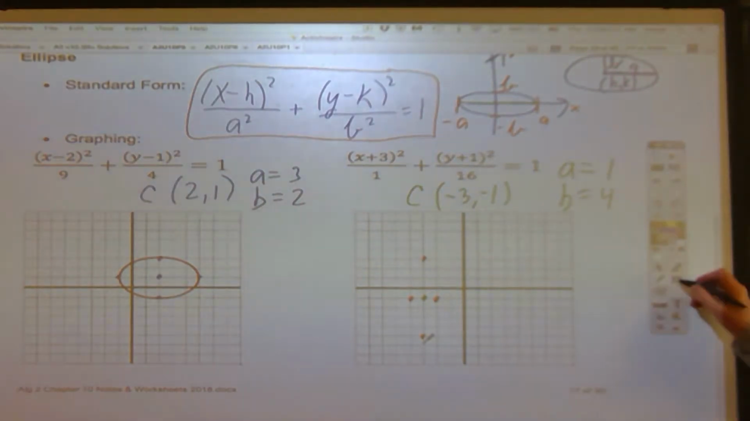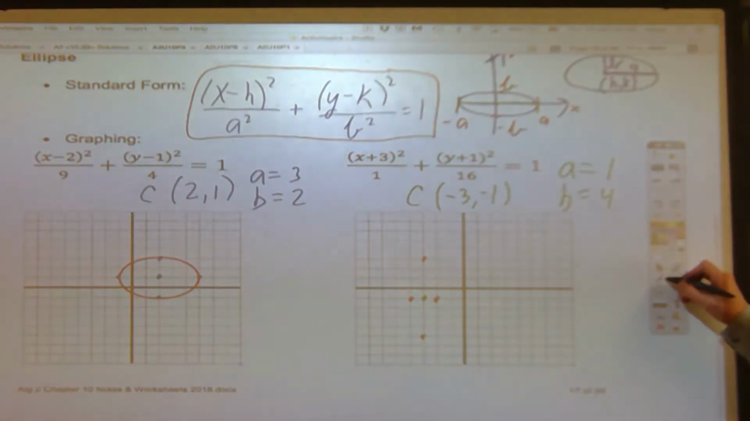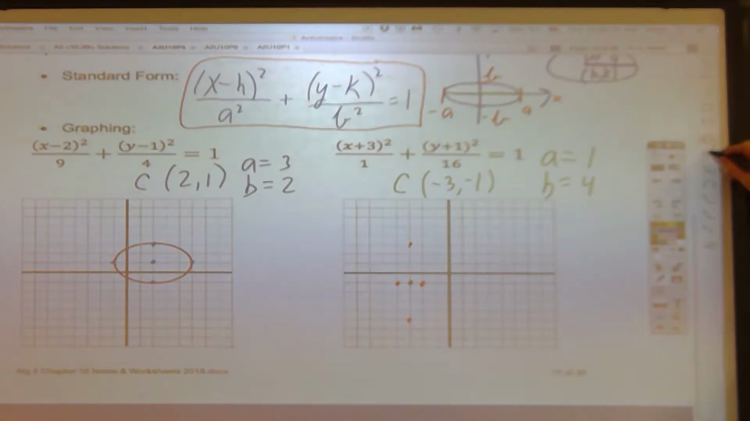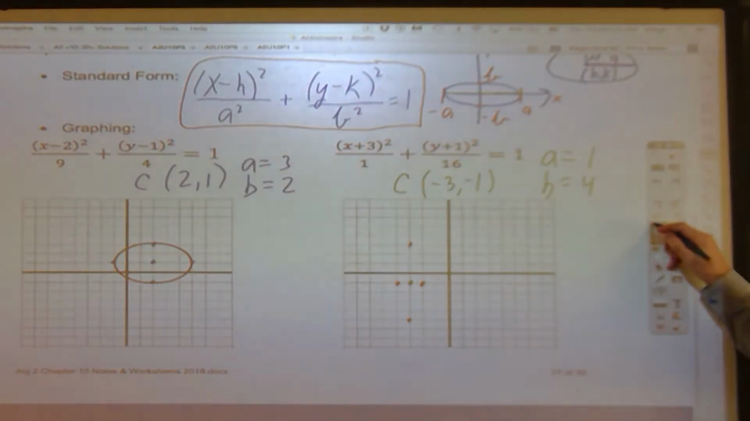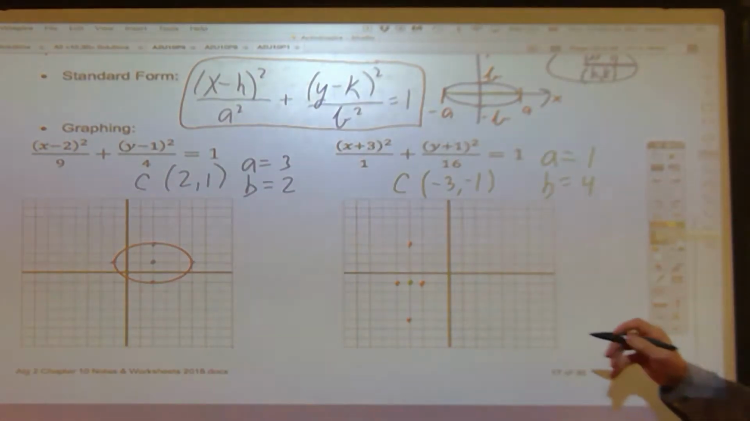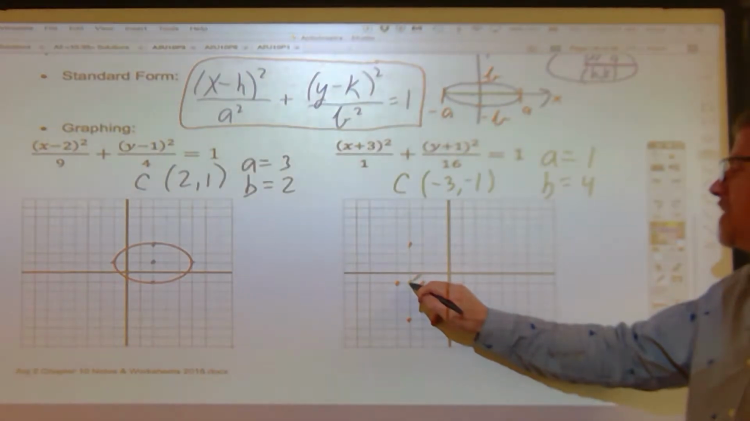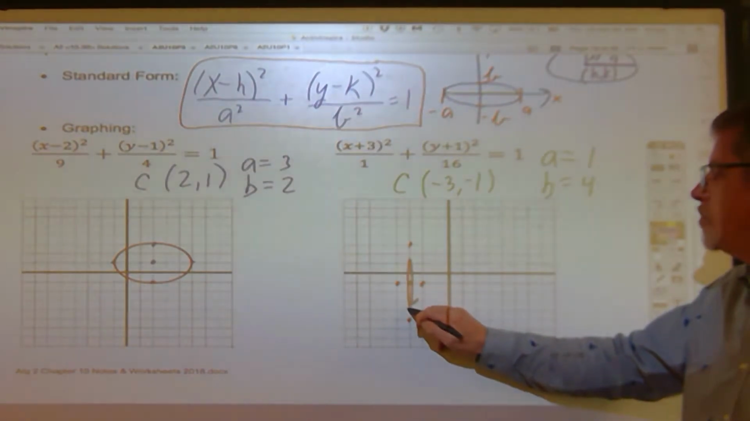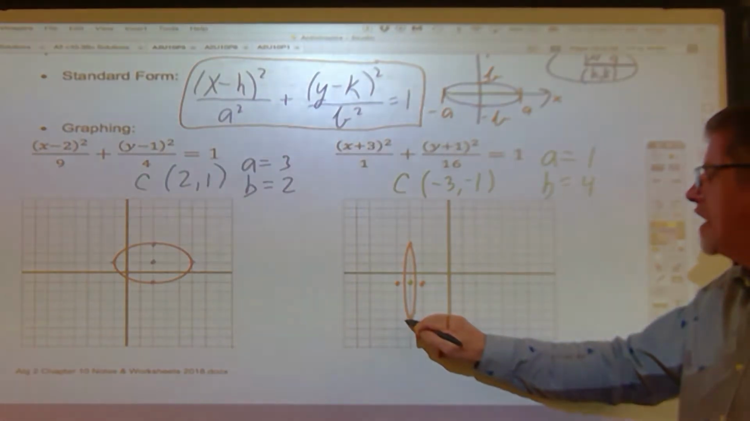And then go and select the ellipse tool. Go to your color palette, select red, and then place your stylus on the center of the ellipse.